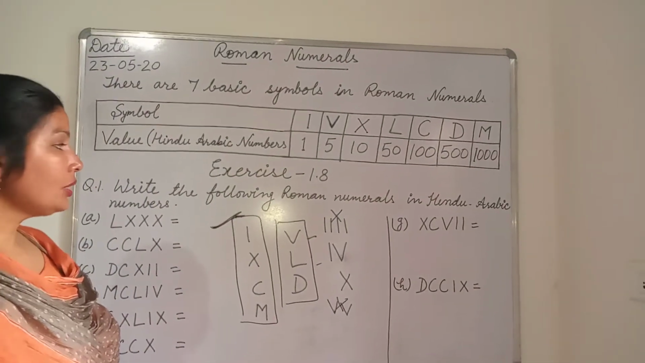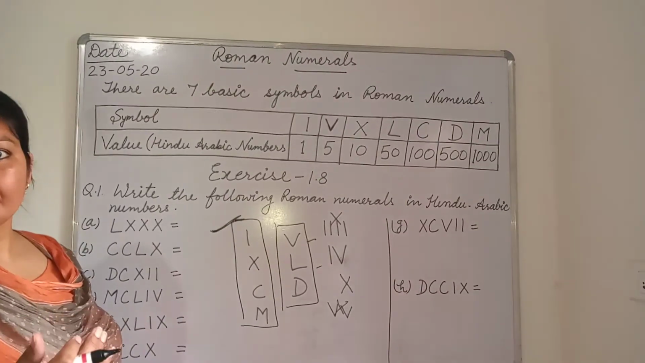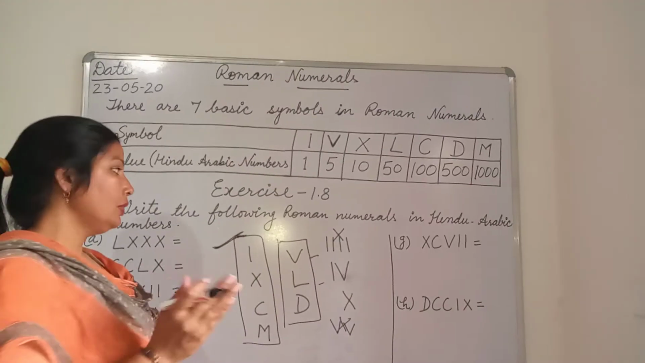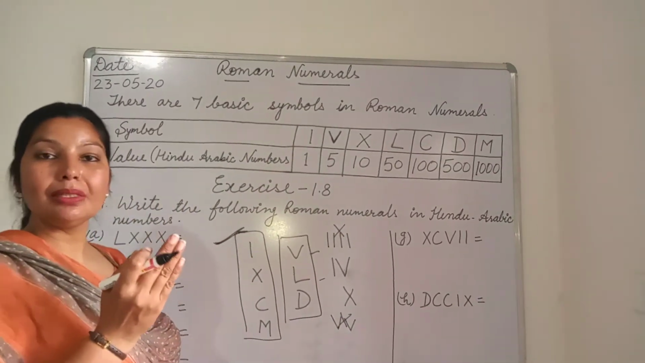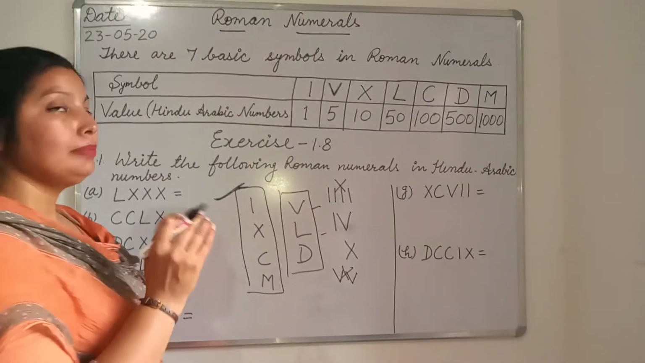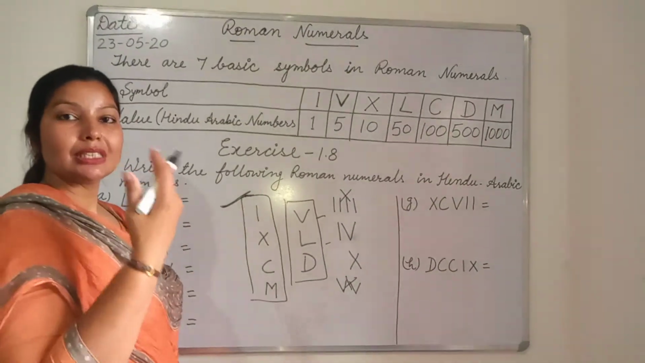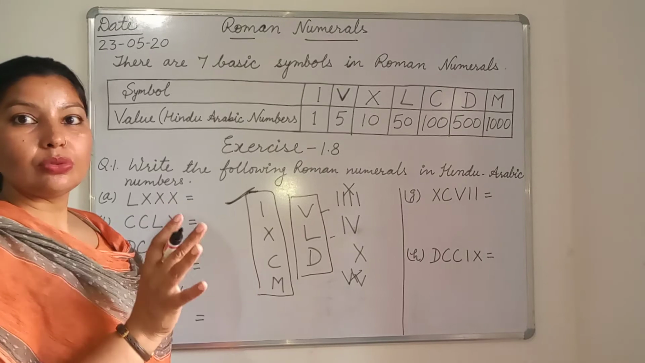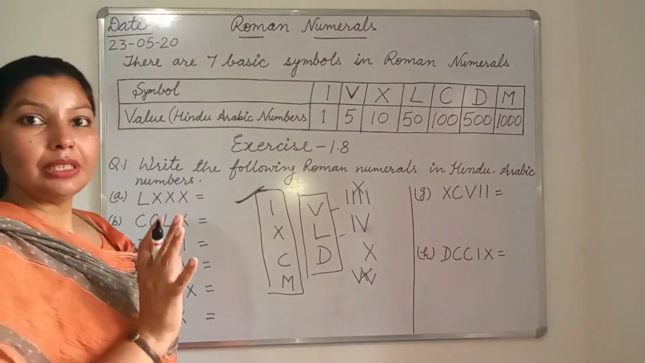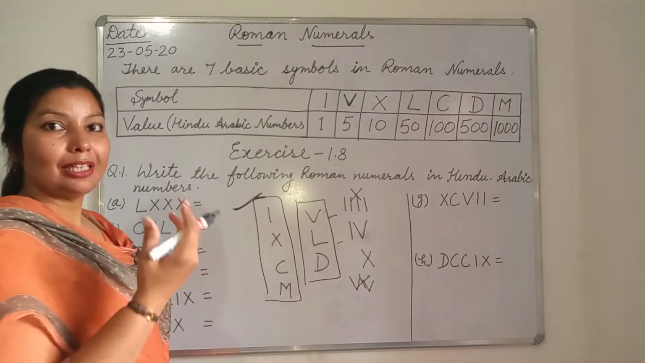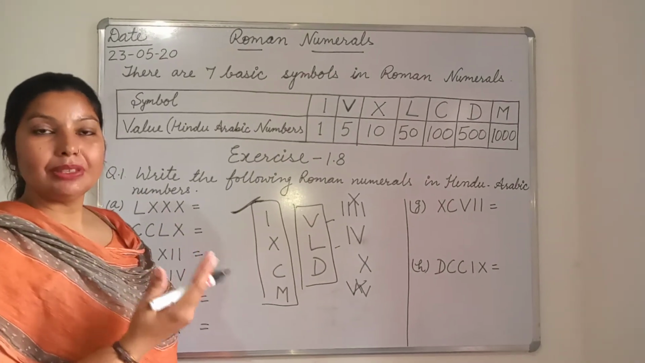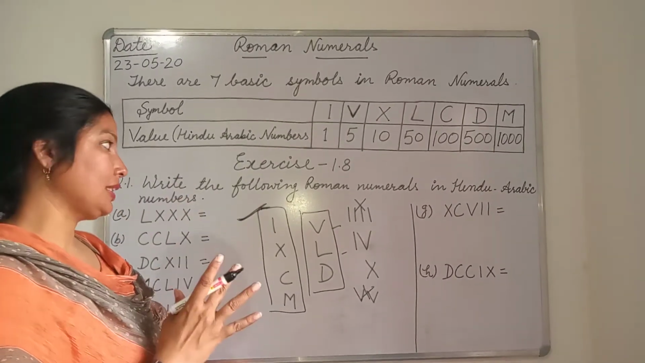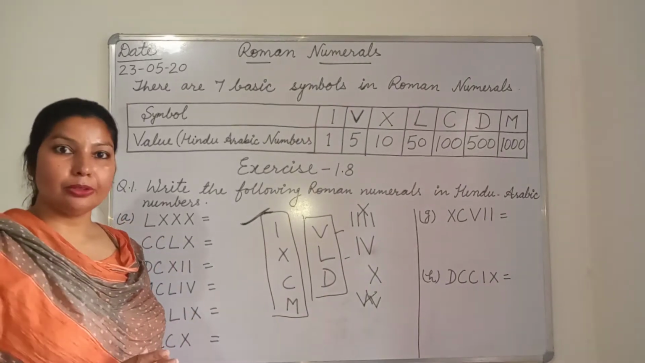So the first rule is that we can repeat a symbol 3 times, and repetition means addition. Then if we use a smaller symbol before a big symbol, that means subtraction, and if we use a smaller symbol after the big symbol, that means addition. These 4 rules are the main rules of writing Roman numerals: how many times we can repeat, which symbol we can repeat and which we cannot, which symbol we can subtract and which we cannot. These are the main things. The rest I told you previously.